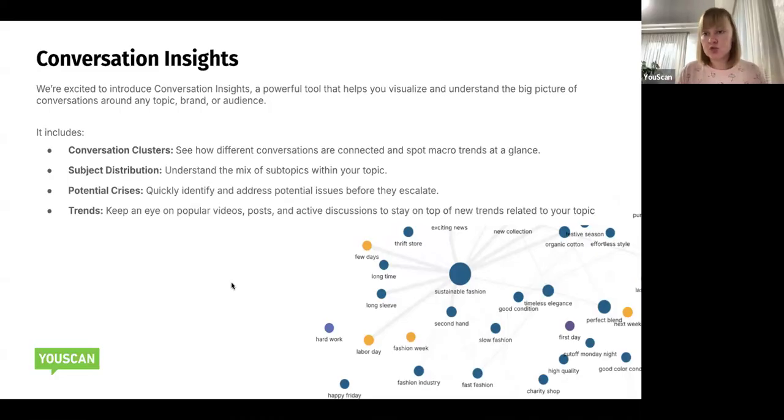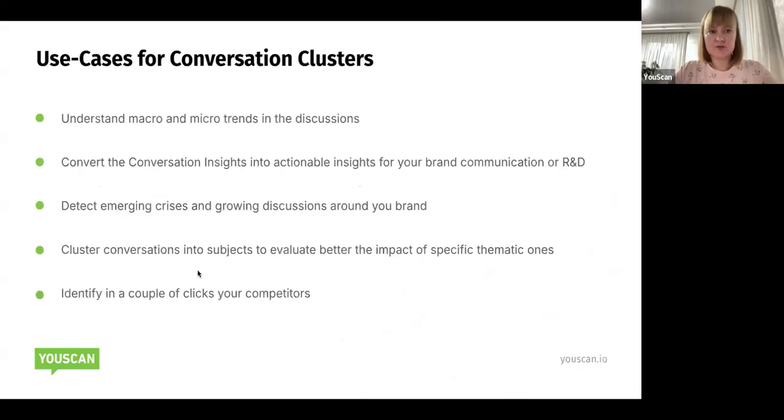Then the subject distribution. You will see what the subjects are within your topics. Potential crisis: the system will also show you potential crises. You can check them, identify the reasons, and maybe find solutions before they become crises, while they are still only potential ones. And the trends. The trends were already in our system, but some new things were added. I will show you later on the platform.